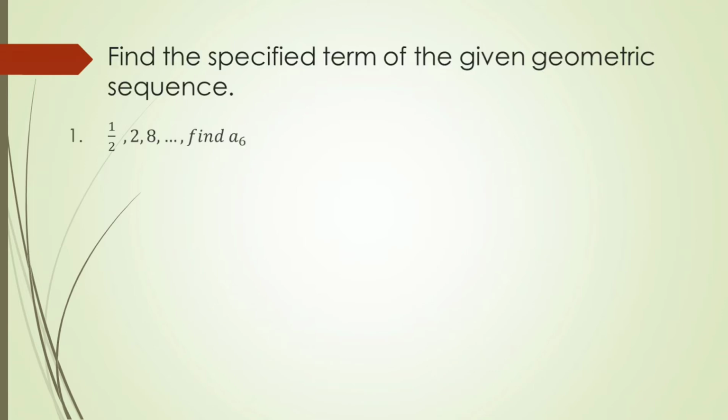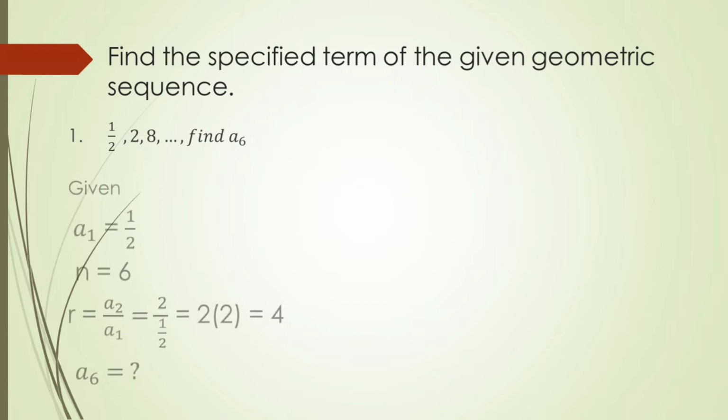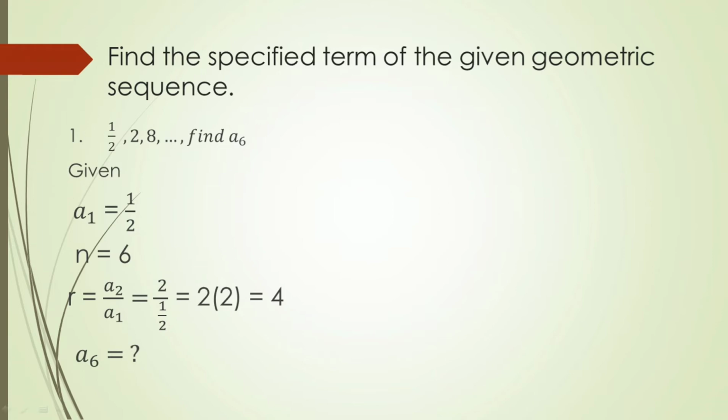Find the specified term of the given geometric sequence. 1/2, 2, 8, and so on. Find a sub 6 or the sixth term. Now, the given, we have a sub 1 which is 1/2, n which is equal to 6. Our common ratio, divide second term by the first term or third term divide the second term. So we have 4 and the unknown which is the 6th term.